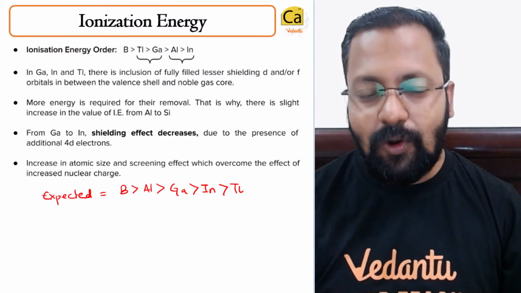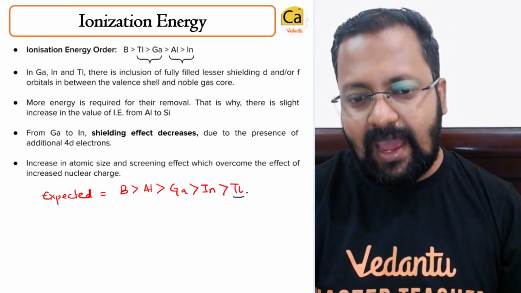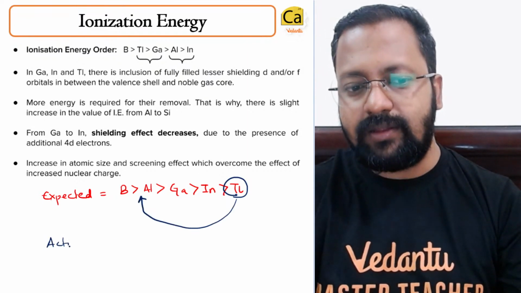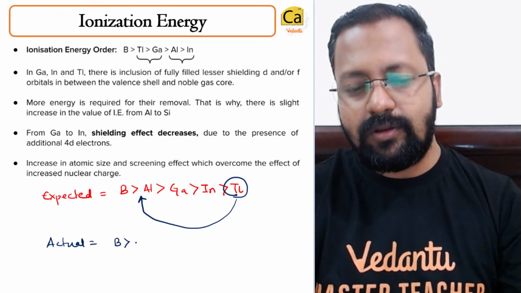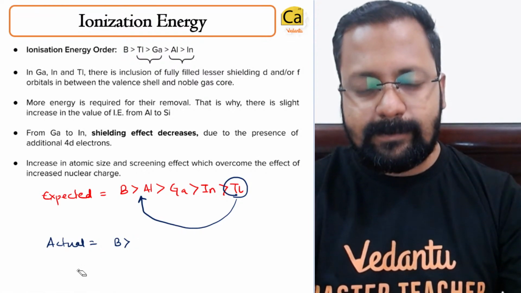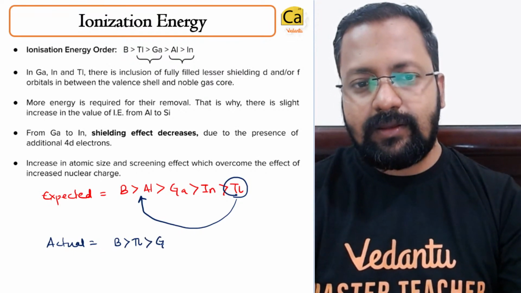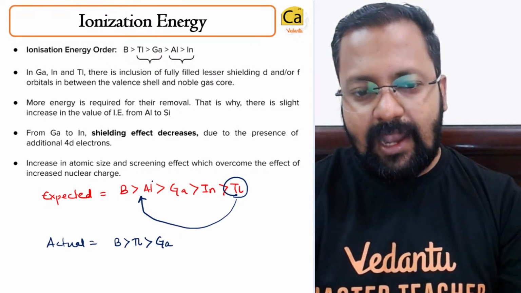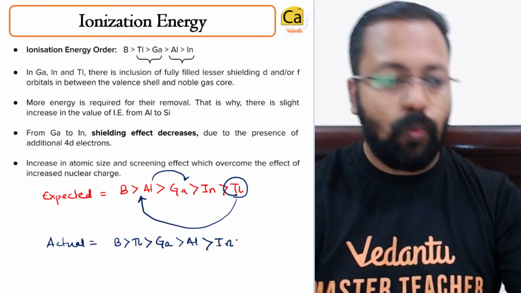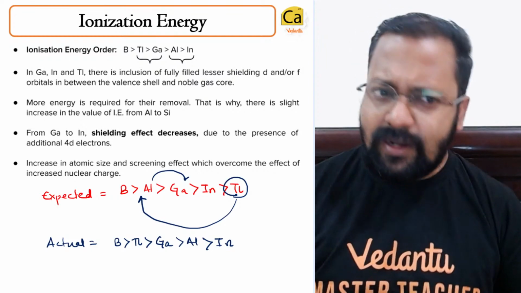However, thallium is not present in its original position. This thallium comes over here, and so the actual trend is boron, thallium, gallium, and aluminium goes over here, aluminium, indium. Why such a change? Let's try and understand this.